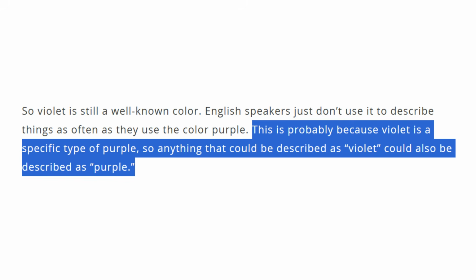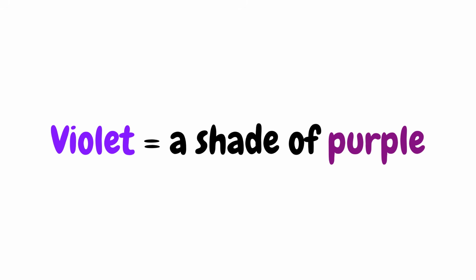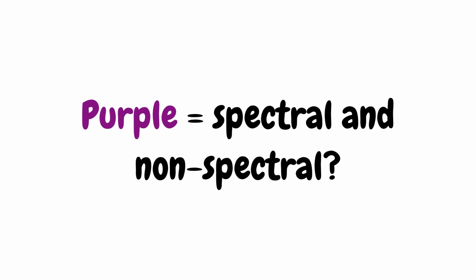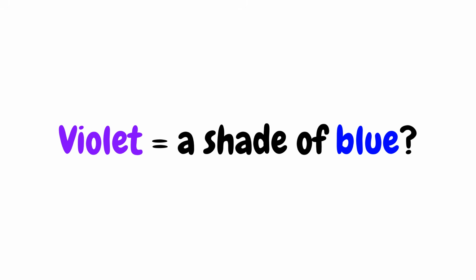And the answer that I could find to that is apparently violet is a specific type of purple, so anything that can be described as violet can also be described as purple. That answer really doesn't make sense to me because purple, as mentioned earlier, is not a spectral color, and calling violet a shade of purple is implying that purple is both a spectral and non-spectral color. And going based on the popular line, roses are red, violets are blue, does that mean that violet is also a blue? Luckily, I have the answer for that.